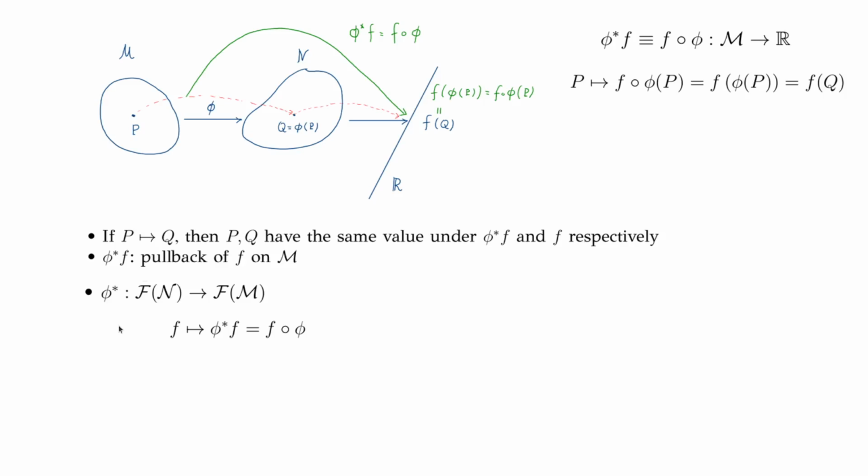This operation on functions on N can be thought of as a map between functions on N onto functions on M.